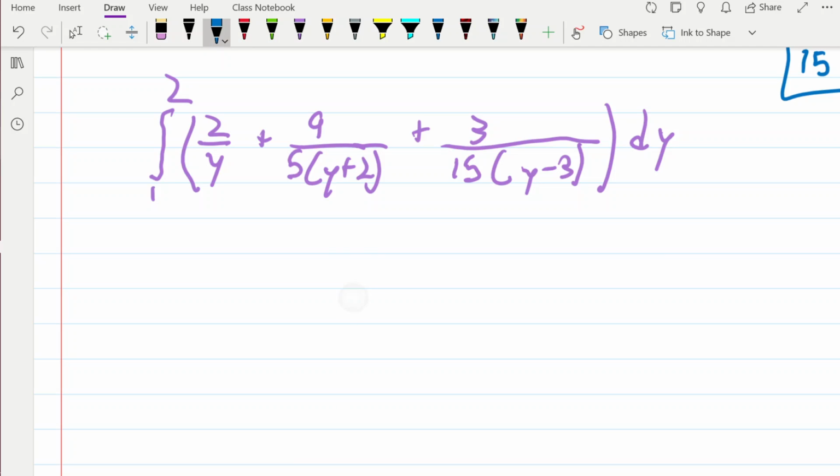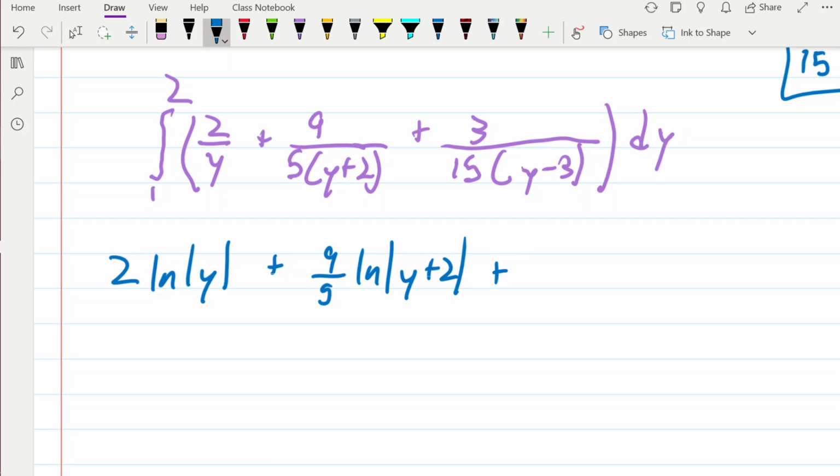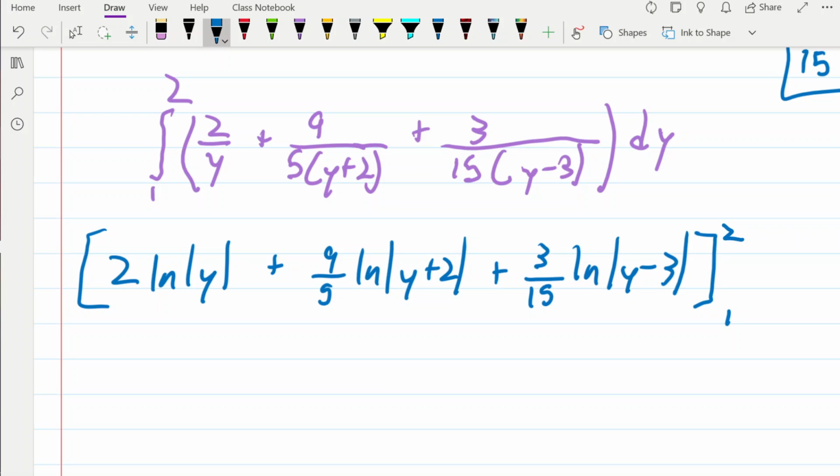So now we can integrate this first one. So this is going to be 2 ln of y plus, and then we can integrate all of these right away. So 9 over 5 ln of y plus 2 plus 3/15 ln of y minus 3. All of this is going to be evaluated from 1 to 2.